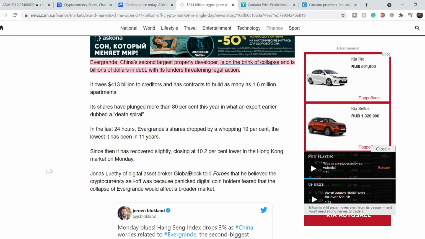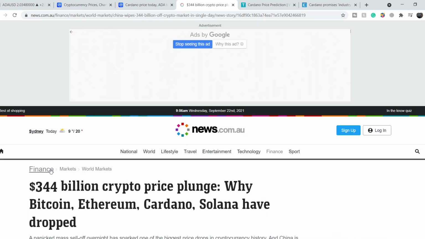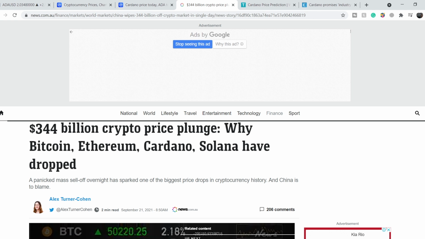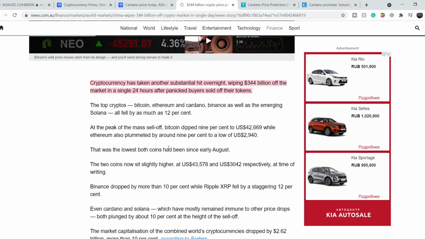What was the reason for this massive sell-off? So we are on news.com.au. It is an Australian website, and this article was published on September 21st, and it's titled $344 billion crypto price plunge. Why Bitcoin, Ethereum, Cardano, Solana have dropped. And here is what I want to quote to you. Cryptocurrency has taken another substantial hit overnight, whipping $344 billion off the market in a single 24 hours after panicked buyers sold off their tokens.